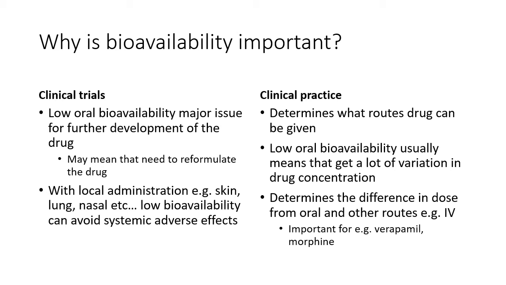Now the classic example is morphine, where once again it has high hepatic first pass metabolism and as a result low oral bioavailability. So if you're giving an oral dose compared to a subcutaneous dose, then generally speaking the oral dose is about 3 times the parenteral dose.